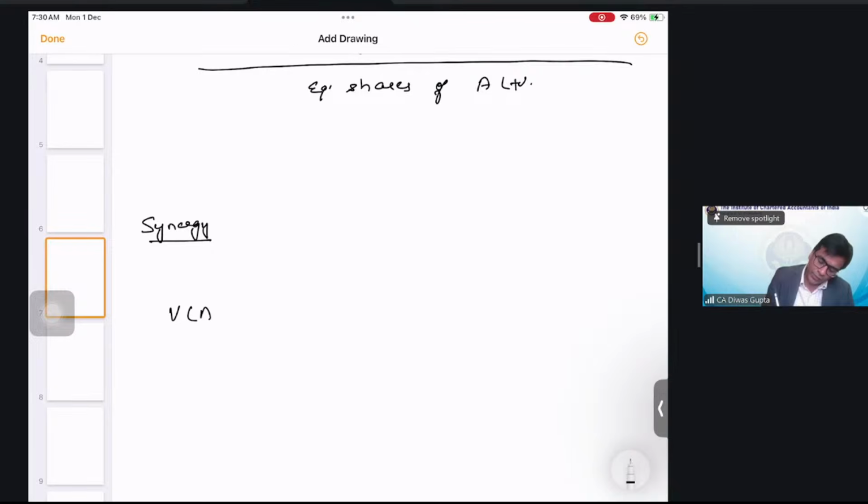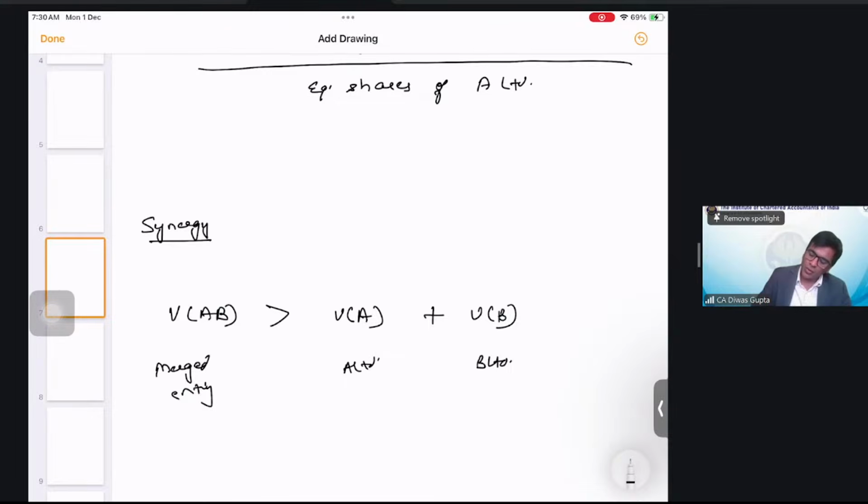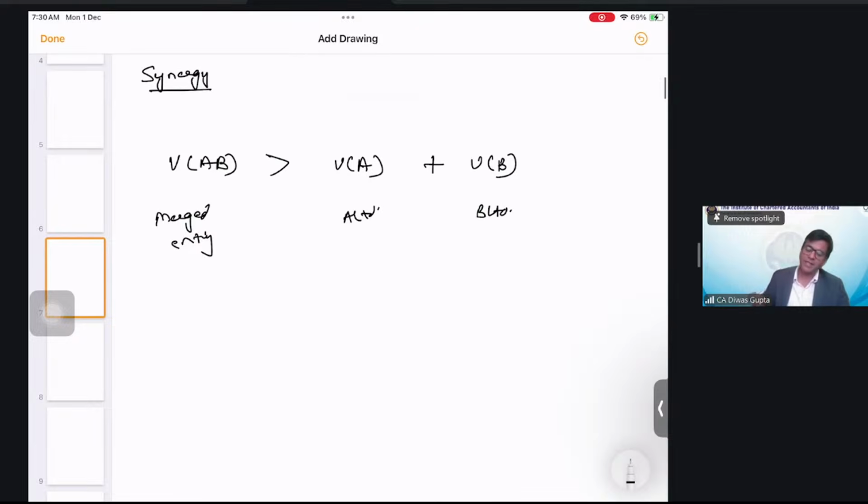So the value of A and B combined is greater than value of A and value of B. So getting the synergy gain is one of the foremost principle for which the mergers and acquisitions are done. So this is the merged entity. This is A limited individual, B limited individual. So what are the different factors that will contribute to synergy?